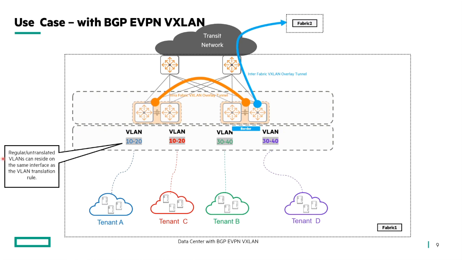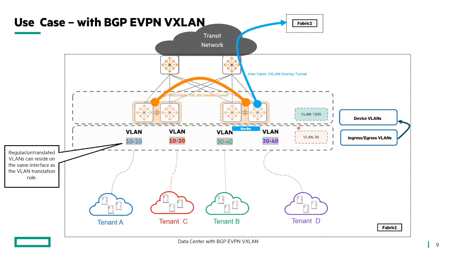The regular VLANs can reside on the same interface as the VLAN translation rules, whether it be an interface port, trunk or a LAG. And to take an example of a VLAN translation rule, VLAN 30 on the ingress VLAN is translated to VLAN 1000 as the device VLAN, and that VLAN 1000 is then mapped to the appropriate VXLAN. In this case, the example is VXLAN VNI 10,000. Again, the device VLAN mapping as a layer 2 VNI or layer 3 VNI is independent of the VLAN translation rules and is not impacted by the VLAN translation rule or the absence of it.